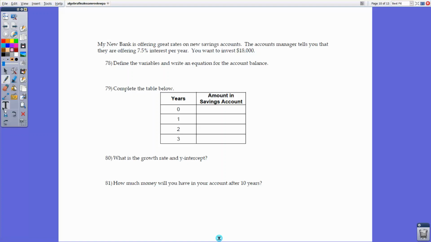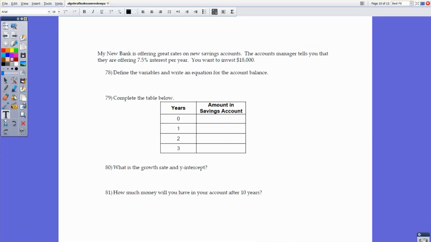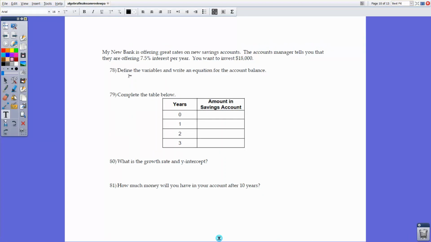Well, if you're investing this and it's regular interest, this is going to be an exponential function. So the variables in this case, we don't know the time. In this case, x would be equal to time in years of the account. And the equation here would be y equals our starting amount, which is 18,000. We want to use a b to the x form. So I'm just writing that to remind you.